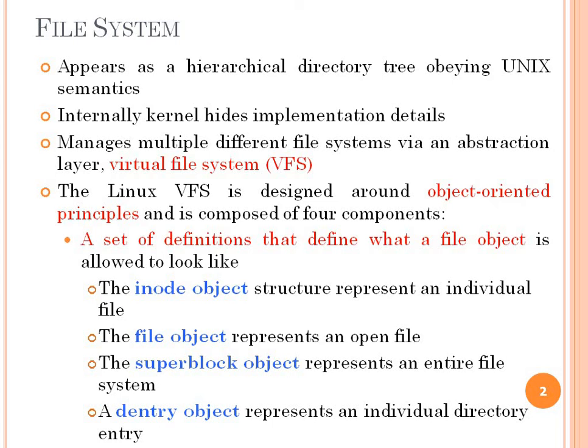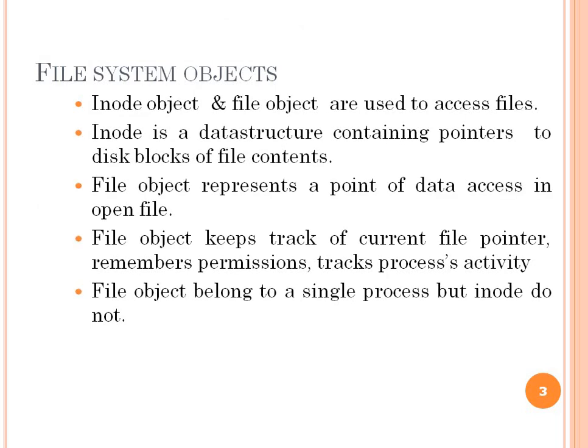Here we have various objects like the inode object, which represents an individual file. We have the file object to represent the open file. Then we have the superblock object to represent the entire file system, and the d-entry object for an individual directory entry. So let us see about these objects in the next slides.